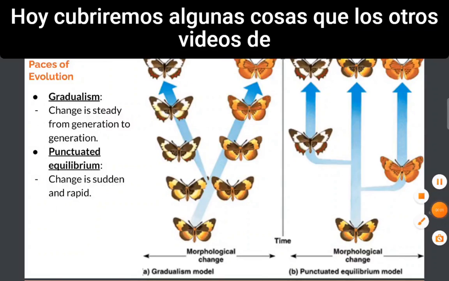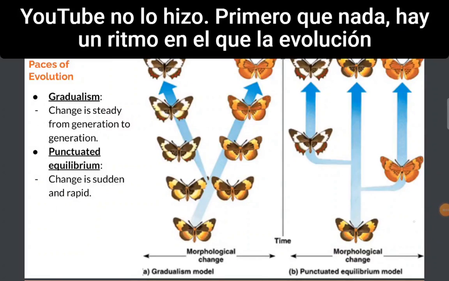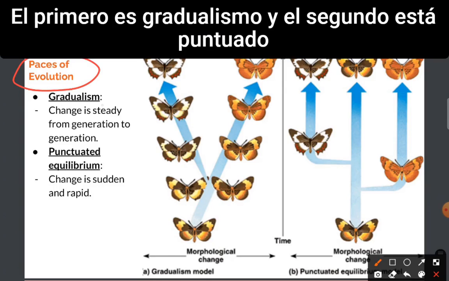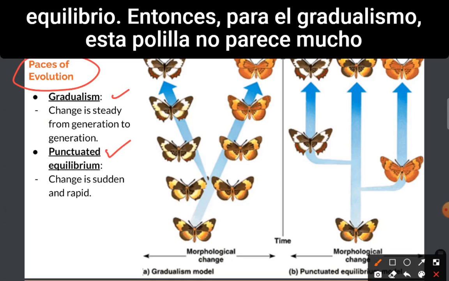Today we will cover some things that the other videos from YouTube did not. So first of all, there is a pace that evolution can occur, or how quickly it can occur. The first one is gradualism, and the second one is punctuated equilibrium.